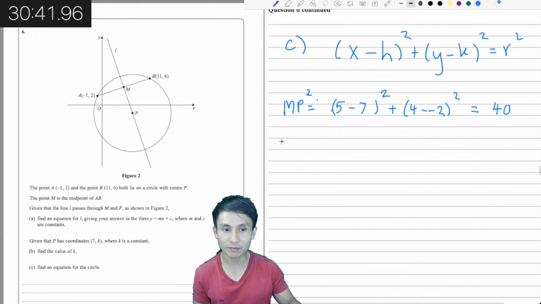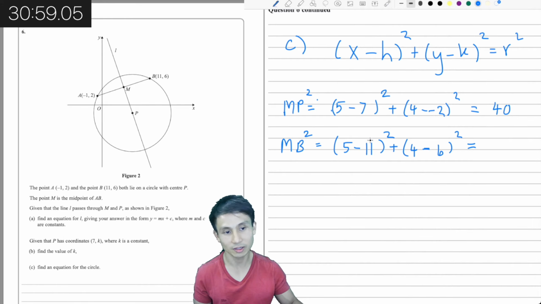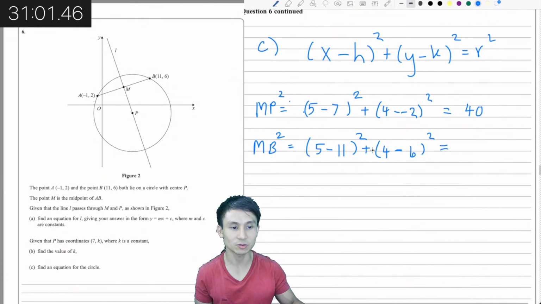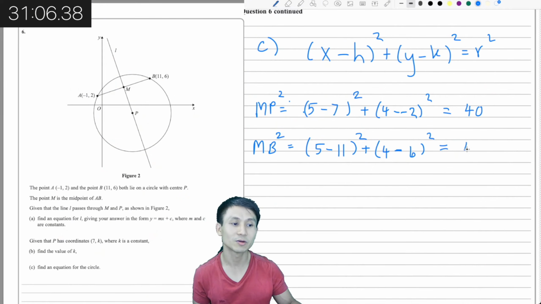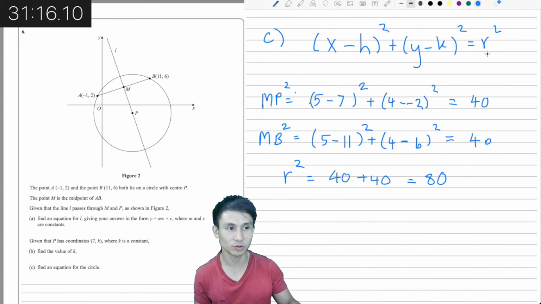And then we have maybe MB squared. So M again is 5 and 4 here, squared. And then we take that from the B, which is 11 for the X and 6 for the Y. So this is 6 squared, which we get 36. 36 plus 2 again, plus 4, sorry, which is 40. Now it is quite obvious that the R squared is just basically 40 plus 40, which is 80. So we put 80 here.